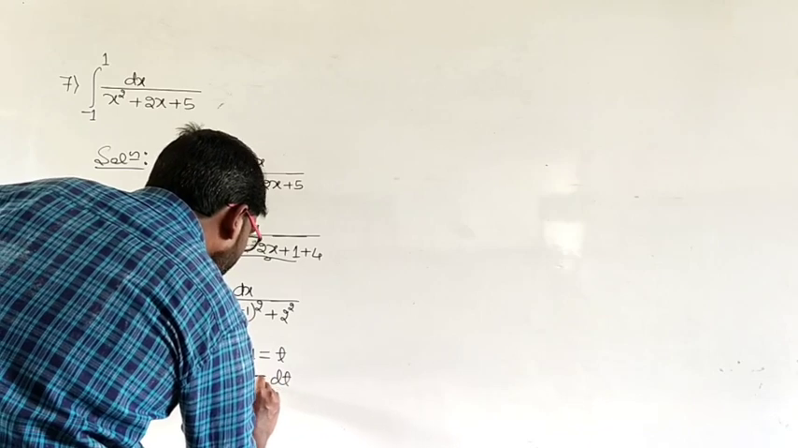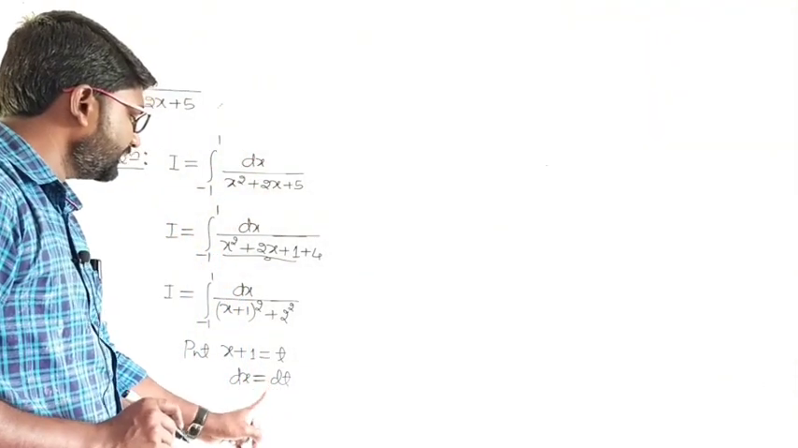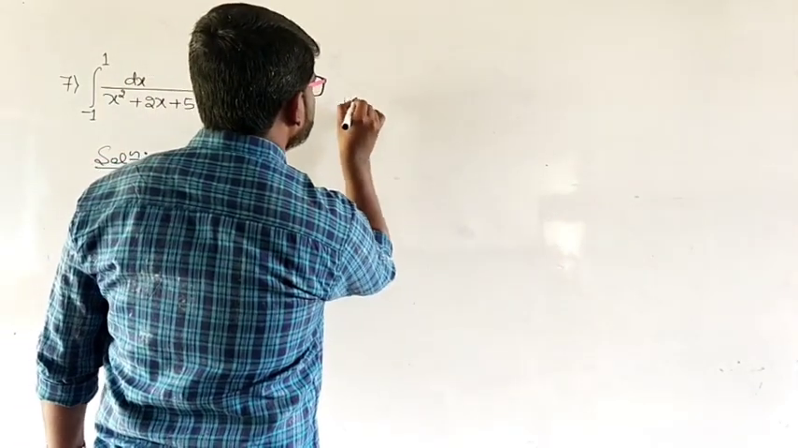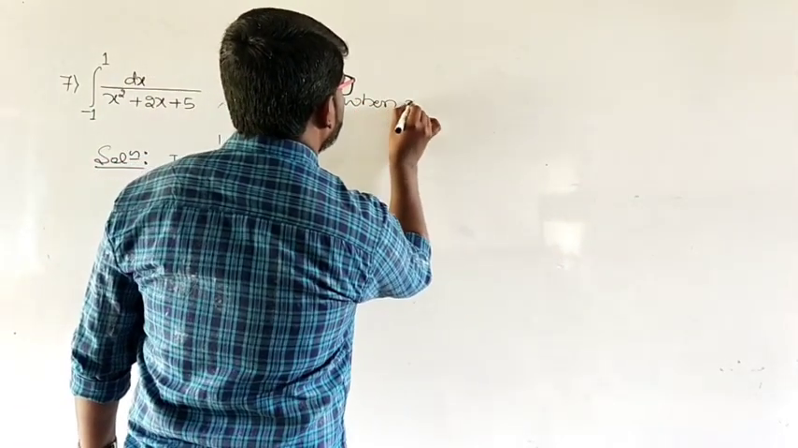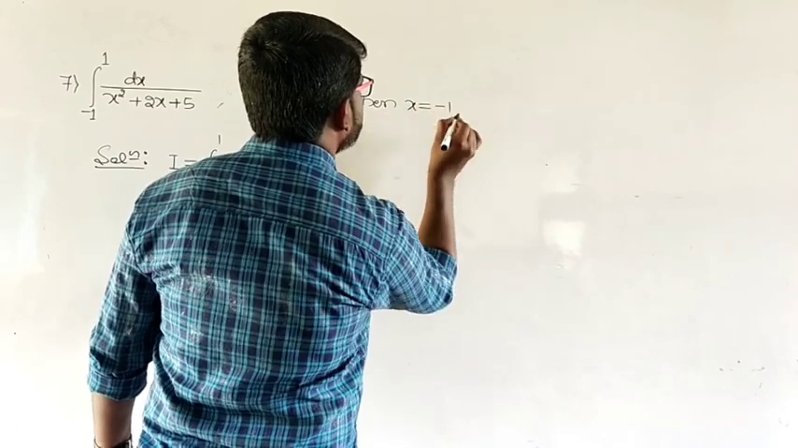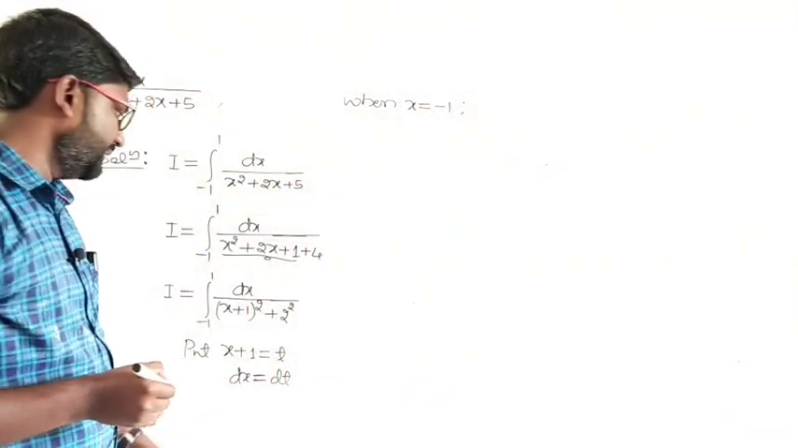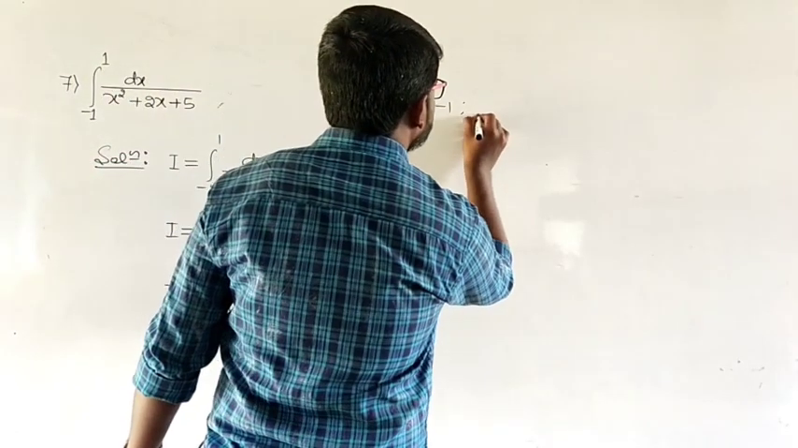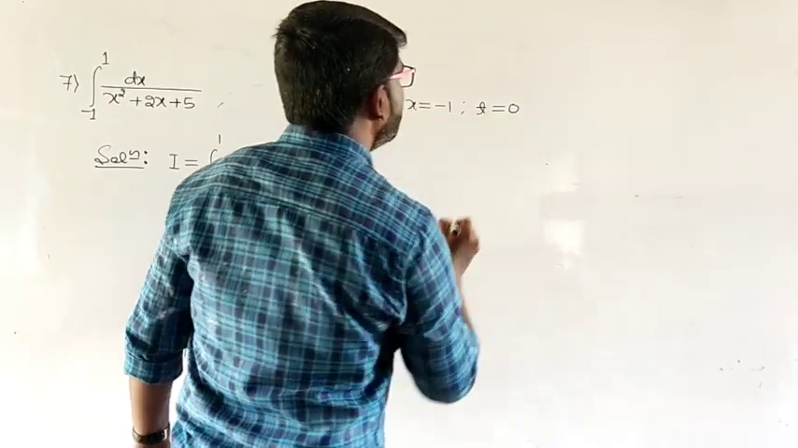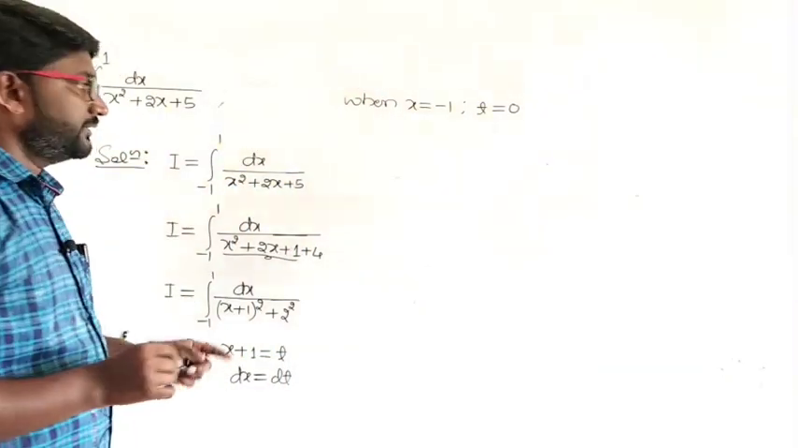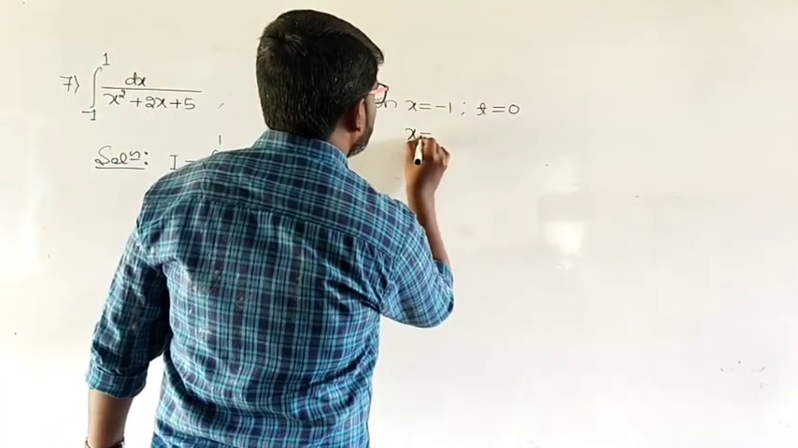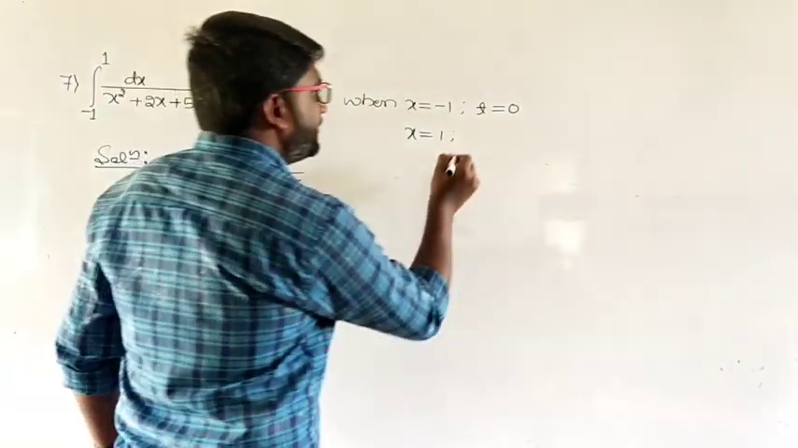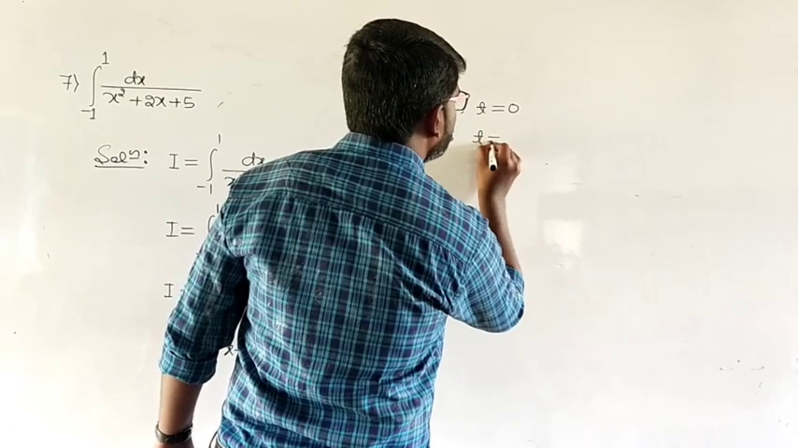Now we will have to change the limits as well. So now when x is equal to minus 1, what happens to t? See here, minus 1 plus 1 becomes 0. So t becomes 0. Now when x is equal to plus 1, 1 plus 1 will be 2. So t is equal to 2.